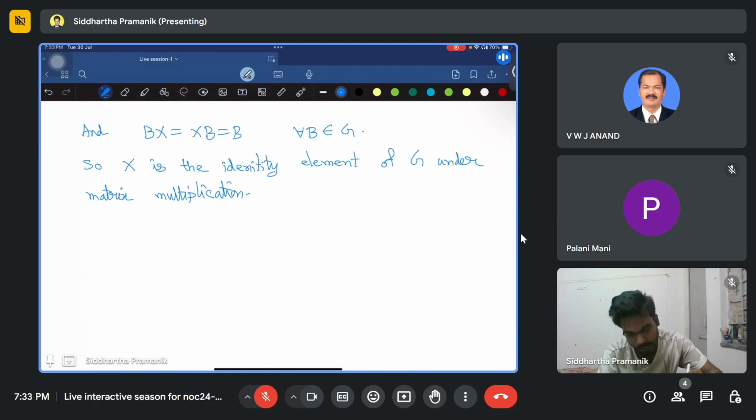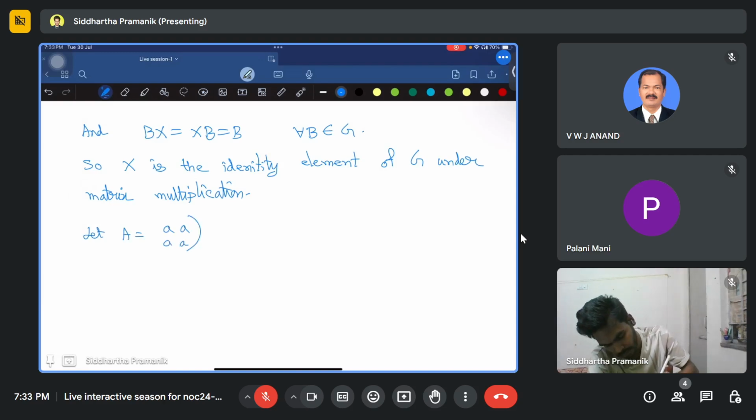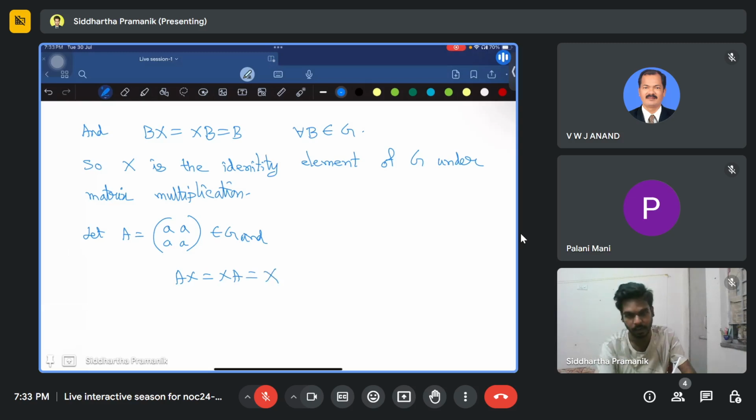And the fourth one is the inverse. So, sorry, the third one is the inverse of an element. Let A be an arbitrary element and assume AX equals XA equals X, the identity element.